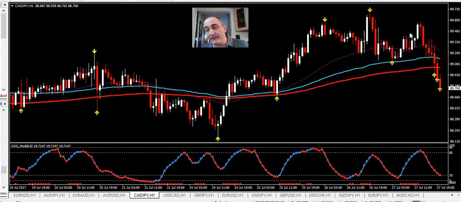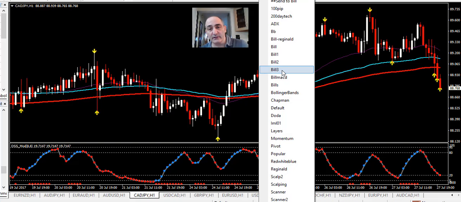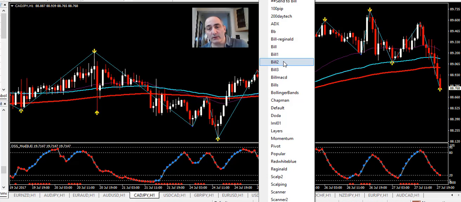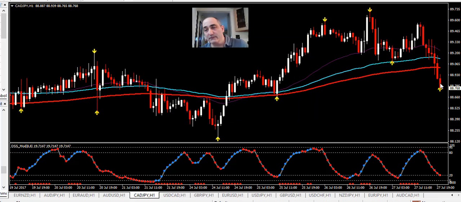Okay, now what I mean by these repaint is this. See how many arrows we have here? If we change our chart settings, let's just say we change this to a different setting that we have here, and then we come back to where we were at. See, those two arrows disappeared because the arrows repaint. So this is why you just can't use the BB arrow alert for the trading strategy. You have to use the DSS as well.